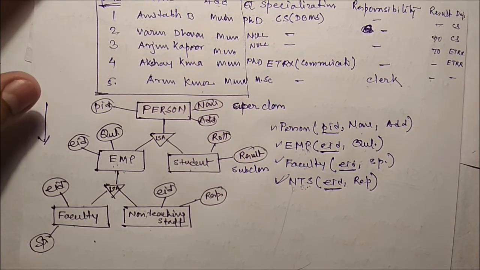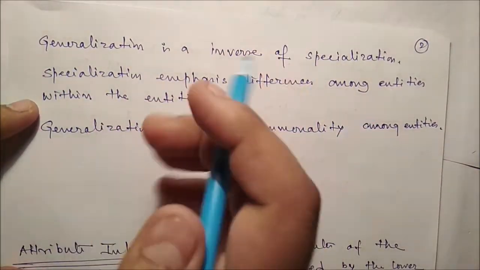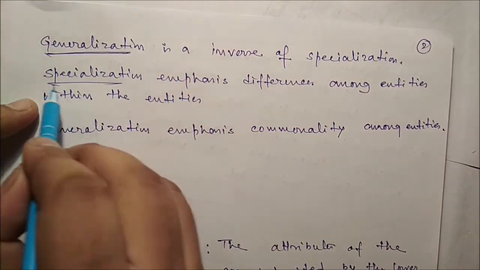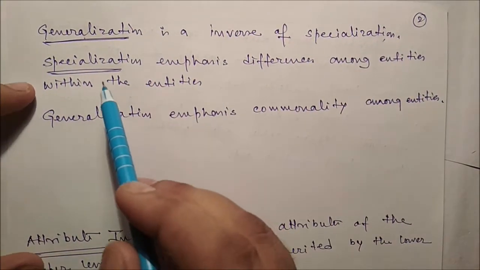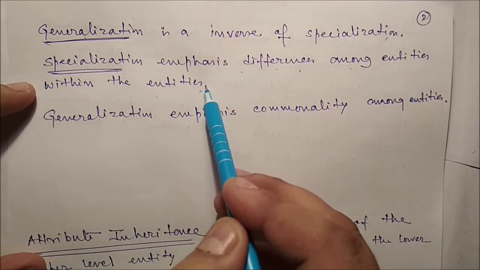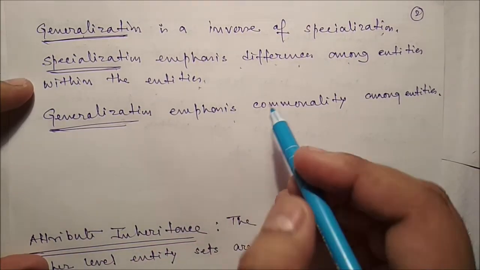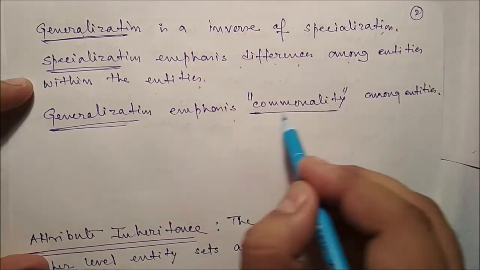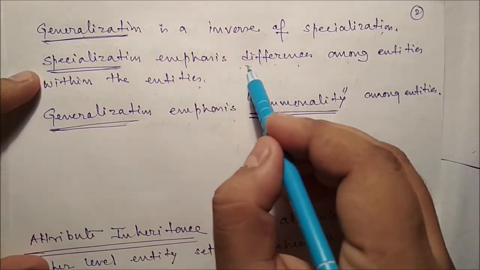Are you getting this one? What is the difference between generalization and specialization? So generalization is the inverse of specialization. Specialization emphasizes differences among entities within the entities. And what about generalization? It emphasizes commonality among the entities. And specialization emphasizes difference.